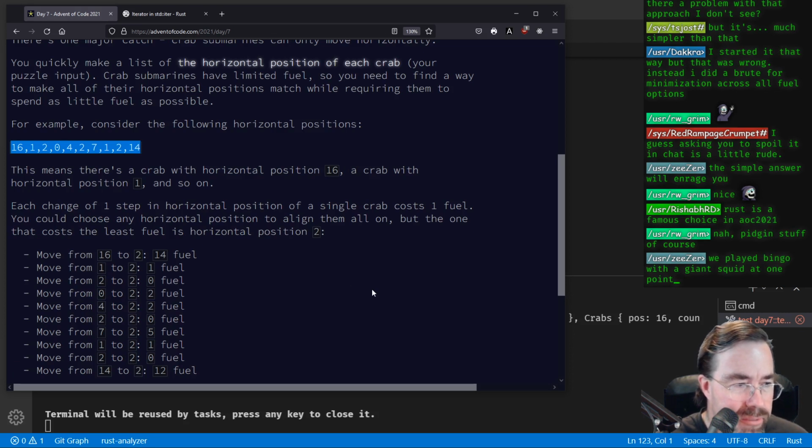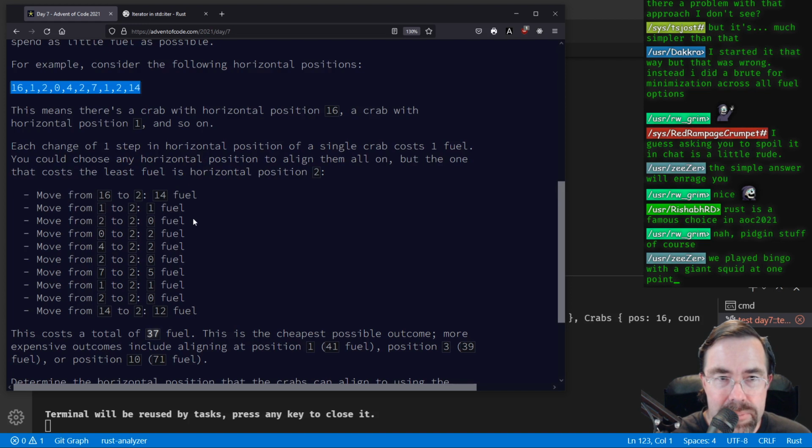You're doing pigeon stuff? Okay. Yeah, we played bingo with a giant squid at one point. Now we're lining up crabs to shoot holes in the ocean floor. Of course, because it makes total sense. But I think I'm falling flat because I'm not an algorithm designer. I'm an implementer. That's okay. We'll figure it out.